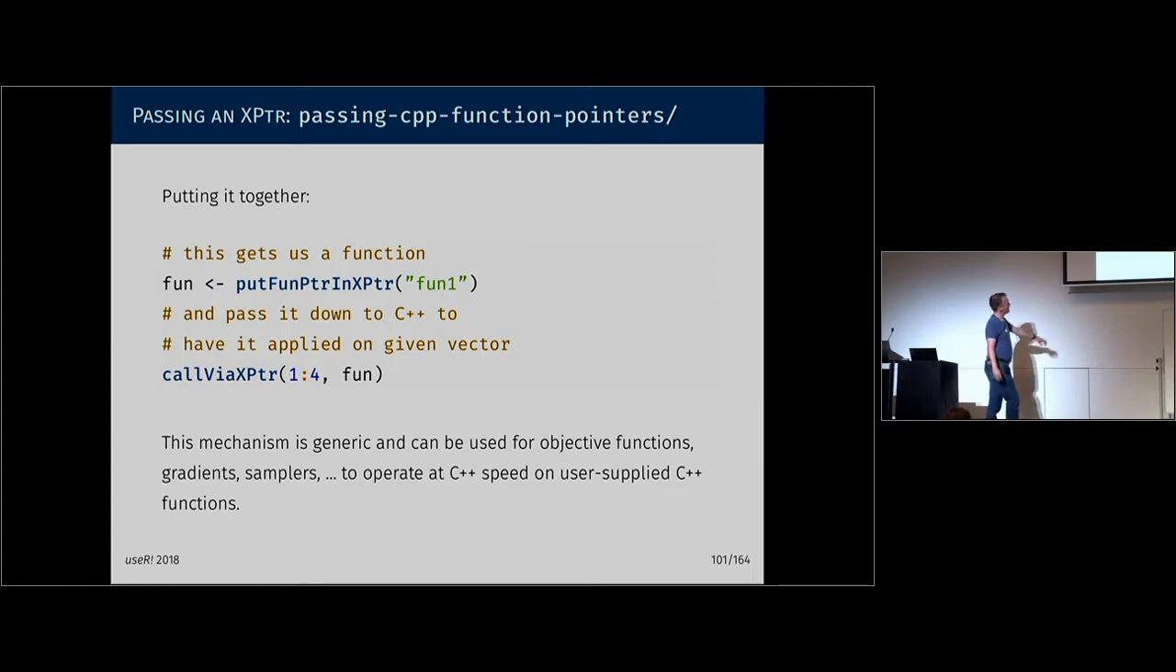And that's completely generic. So you can use that to ship anything where you need C++ code down. I mean, Gibbs samplers, gradients, objective functions.